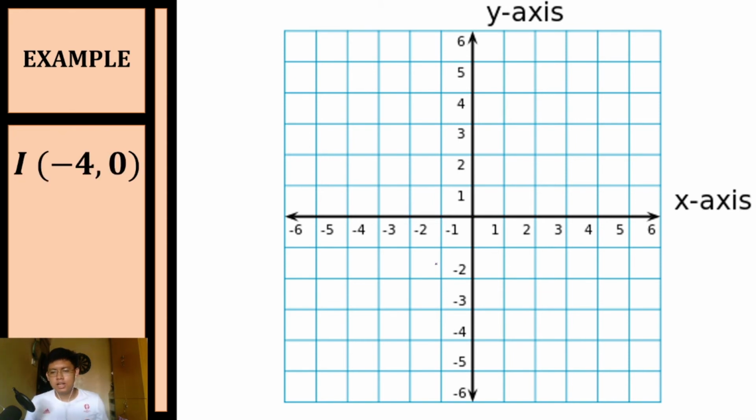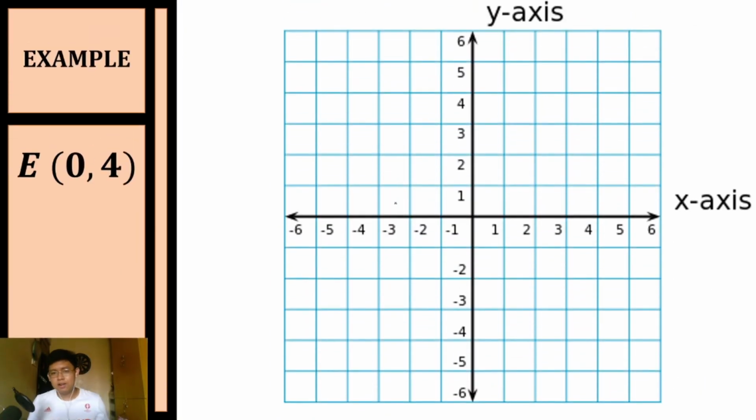Let's have another example. We are locating point I, having the location of (-4, 0). First we have our x-coordinate, -4. So we have 4 units going to the left. 1, 2, 3, 4. Since our y-coordinate is 0, we are not going to move up or down. We will just stay in our location, which is -4. So it will be along the x-axis. Our point I is along the x-axis, having a coordinate of (-4, 0).